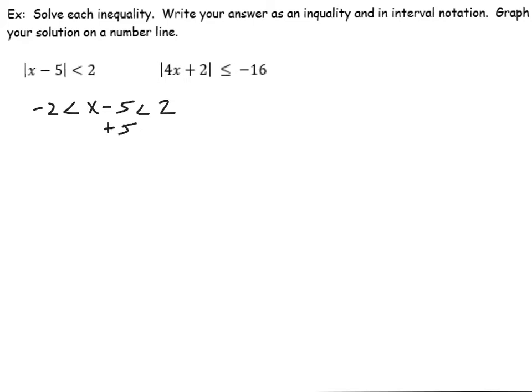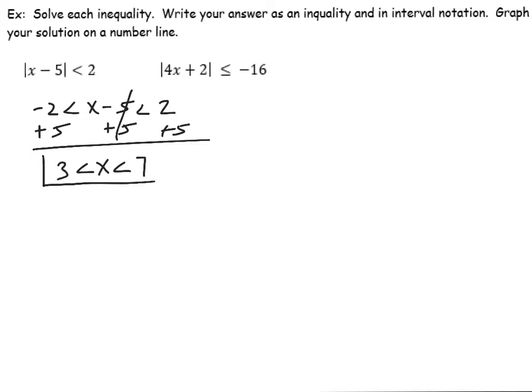All we do is add 5. Cancels there. All of your same rules that we established in day 1 about solving an inequality, they all still apply. And there you go. X has got to be between 3 and 7. If you wanted to use our interval notation, we could also say that for the solution.